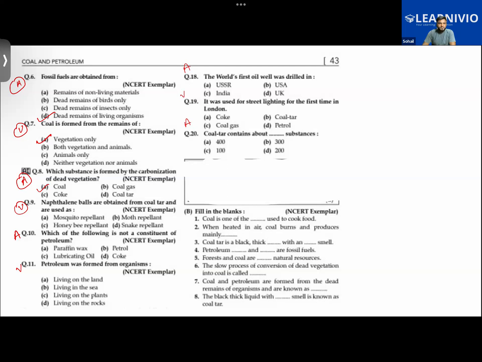Once again, I will read the question. Meanwhile, Aisha, you can answer the next question if you know. Coke. Very good. So coke is not a constituent of petroleum. Naphthalene balls are obtained from coal tar and are used as moth repellent. Very good. Petroleum was formed from organisms living in the sea. Good. Yes, Aisha. USA. Good. Vaiga. Coal gas was used for street lighting for the first time in London. Yes. Last question, Aisha. 200. Very good. Some more questions are left to be done.